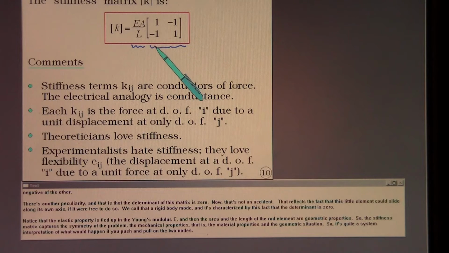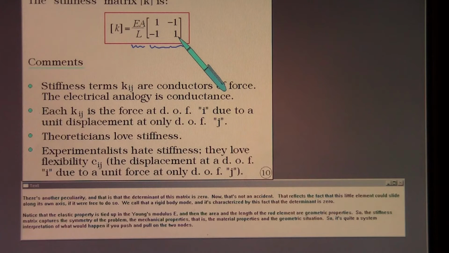There's another peculiarity, and that is that the determinant of this matrix is 0. Now, that's not an accident. That reflects the fact that this little element could slide along its own axis if it were free to do so. We call that a rigid body mode, and it's characterized by this fact that the determinant is 0.